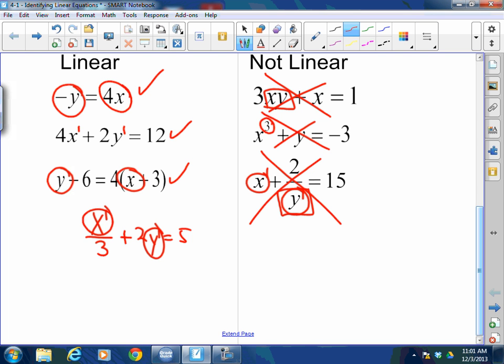Does that make sense so far, guys? So we know that a function is linear if the x and the y have a power of 1, if the x and the y are not being multiplied to another variable, and if the x and the y are in the numerator.